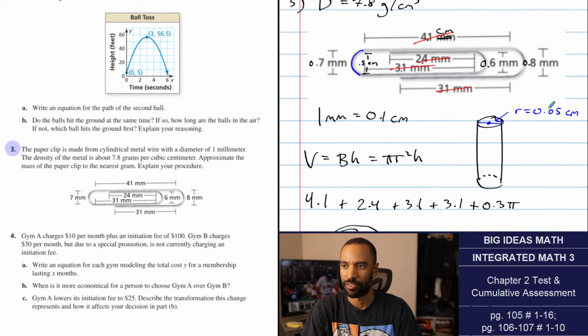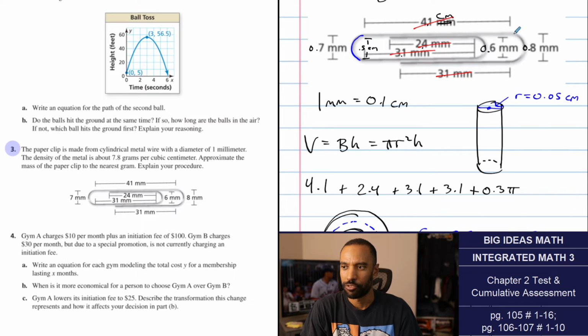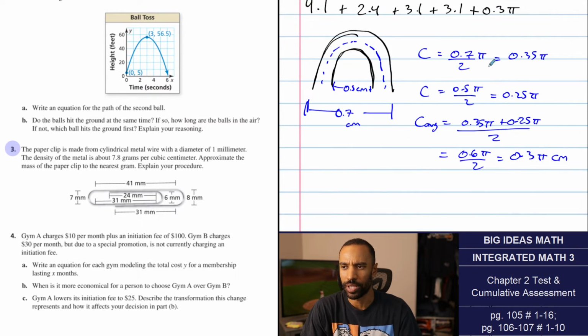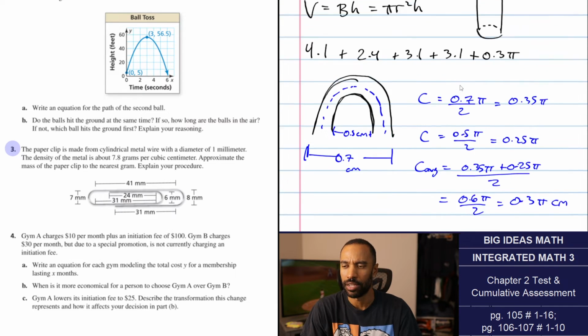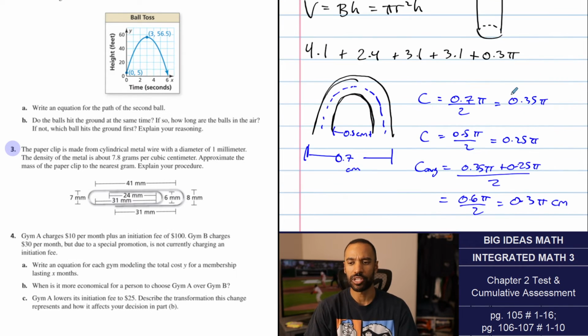Okay? That's one of them we have to add. Then we have two more to add. We have to average the 6 and 8 millimeter ones. I don't know if there's a trick to this. I don't know if I did that right, but it's just averaging circumferences. Maybe I can just average.